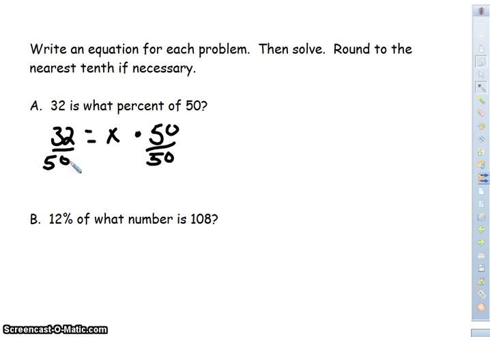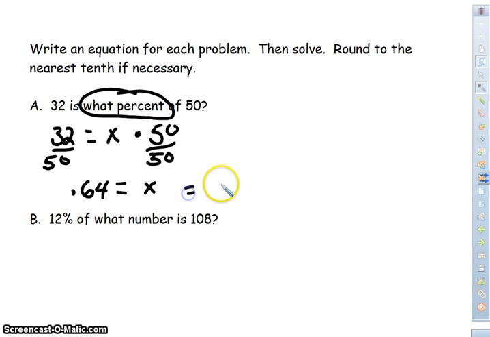And 32 divided by 50 equals 0.64 equals x. Now the question is, what percent? So this is the one that you have to be very, very careful with, since we are trying to make this into a percent. This is not written as a percent. You must make it into a percent, which is going to give us the 64%, by just simply moving the decimal 2 places to the right or multiplying it by 100.